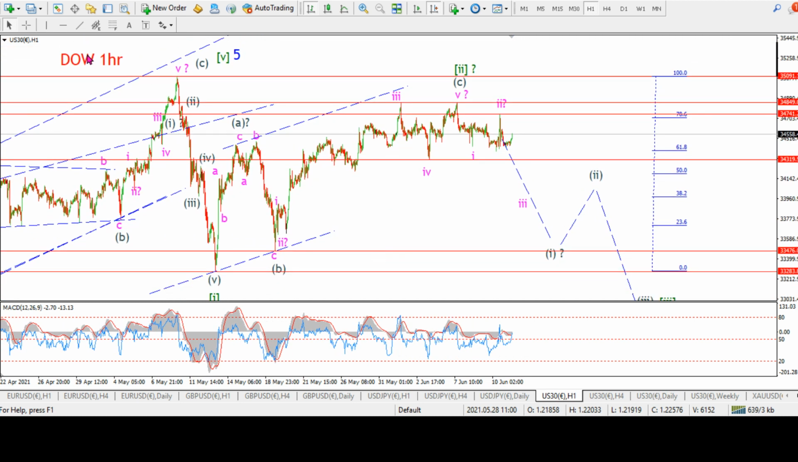The Dow 1 hour. You can see that we have 5 waves down, an A, B, and then a 1, and wave C. We have wave 1, 2, 3, 4, 5.